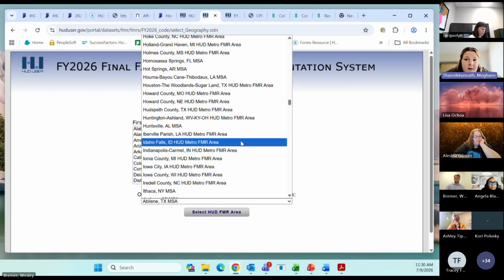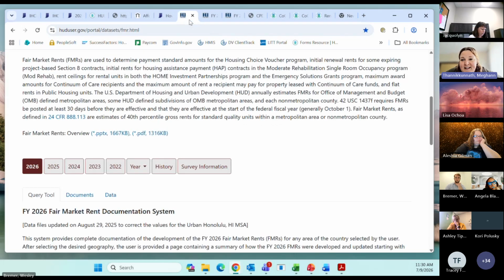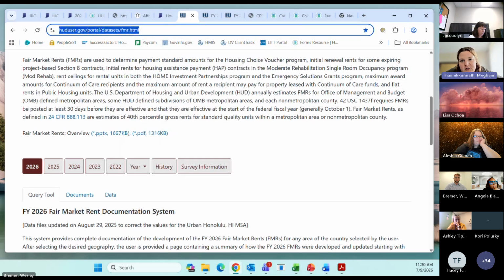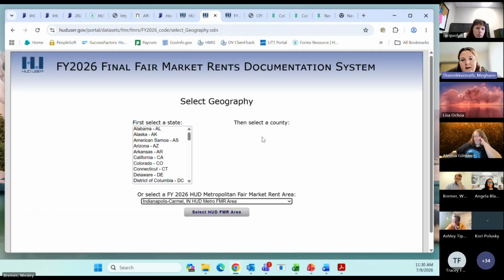Also, if you are a grant manager or somebody on your team who does a lot of budgeting, or you're the person that we're sending emails to all the time about closeouts and all that stuff, bookmark this page. Just keep this in your back pocket. HUDuser.gov. Thanks, Wes, for putting it in the chat as well. Bookmark this, favorite it. This is going to be something that you use a lot.